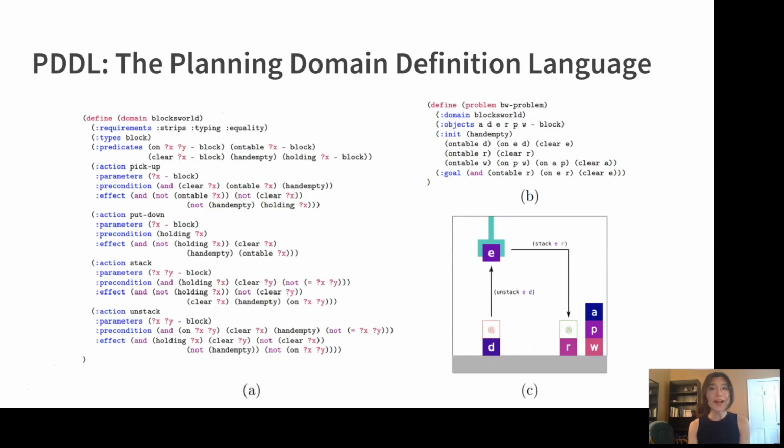The name of this library derives from the planning domain definition language, a widely used standard for specifying symbolic models of the world that can be used by automated planning and robotics software to solve real-world problems. As an example, here's how PDDL can be used to specify the classic blocks world domain, with predicates such as block X is on block Y, and actions like stack and unstack.